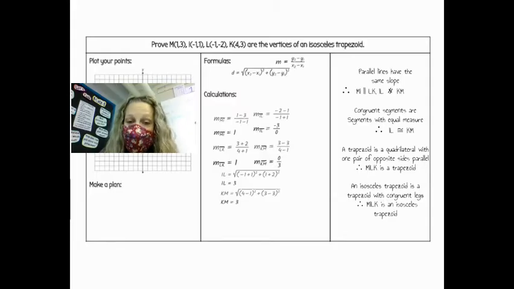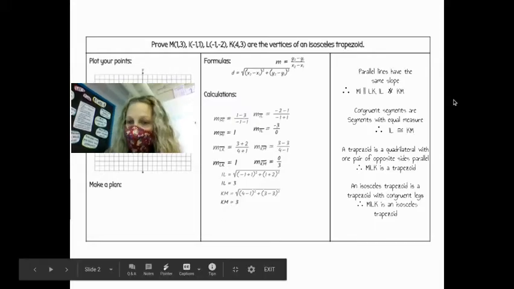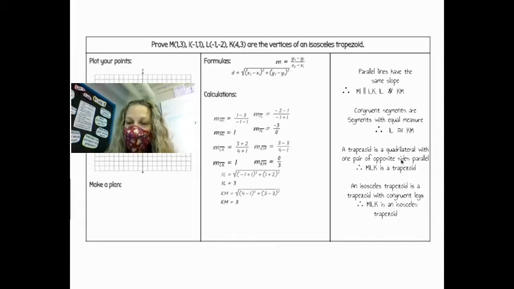But now to be isosceles, it has to have 2 equal sides, and so I got the distance of those legs, the non-parallels. IL and KM were both 3. Congruent segments are segments with equal measure, so IL is congruent to KM. I summarize by saying a trapezoid is a quadrilateral with one pair of opposite sides parallel. So MILK, milk, is a trapezoid.